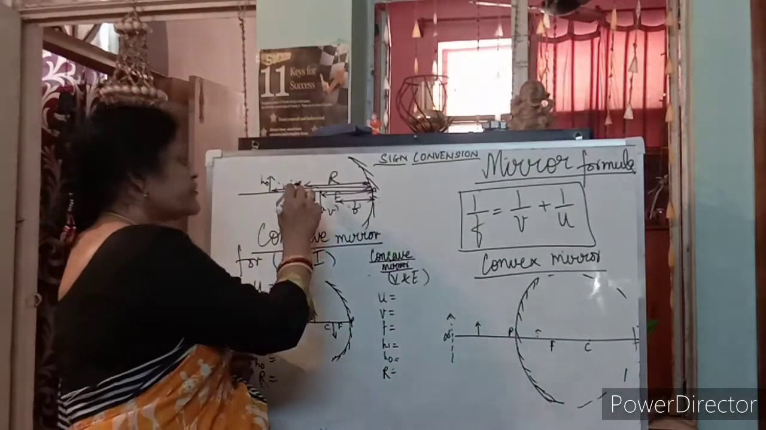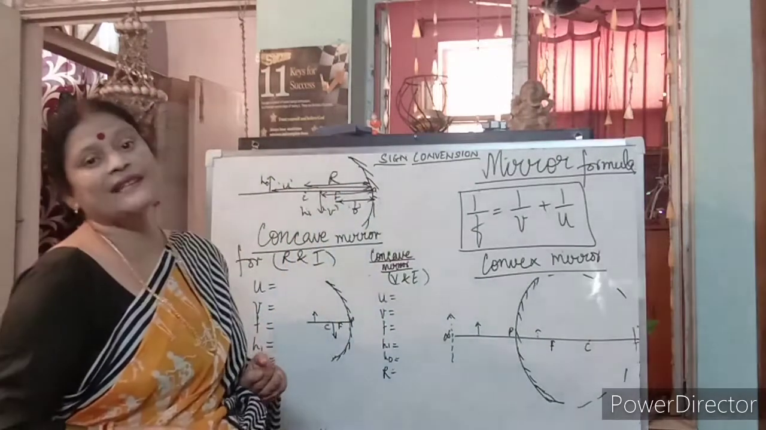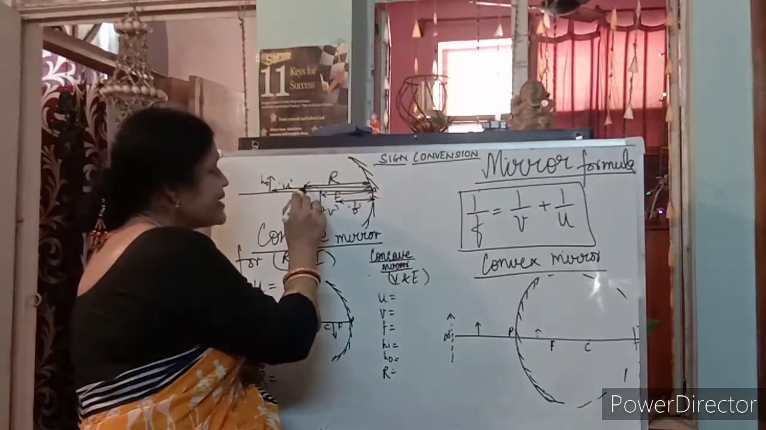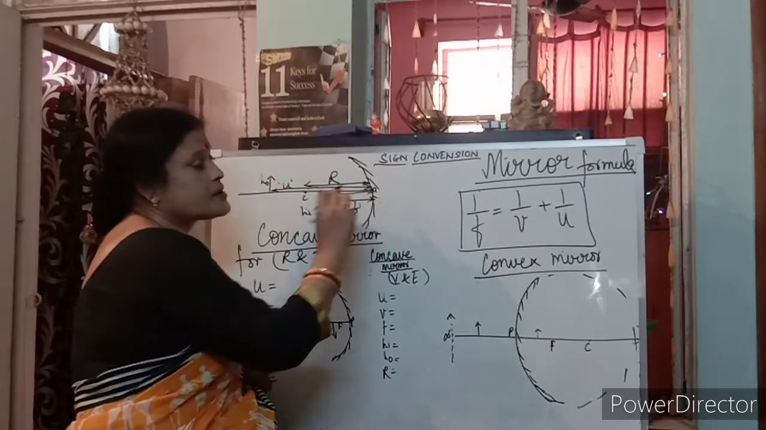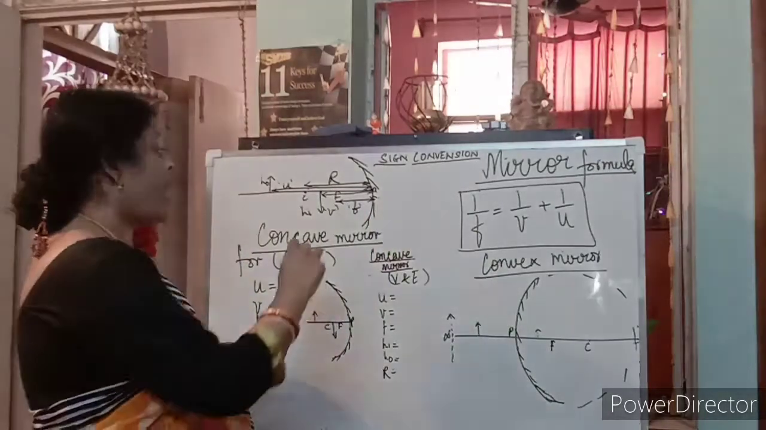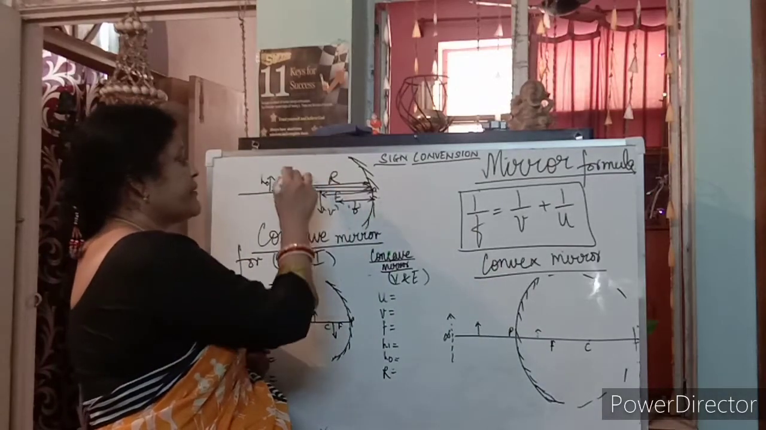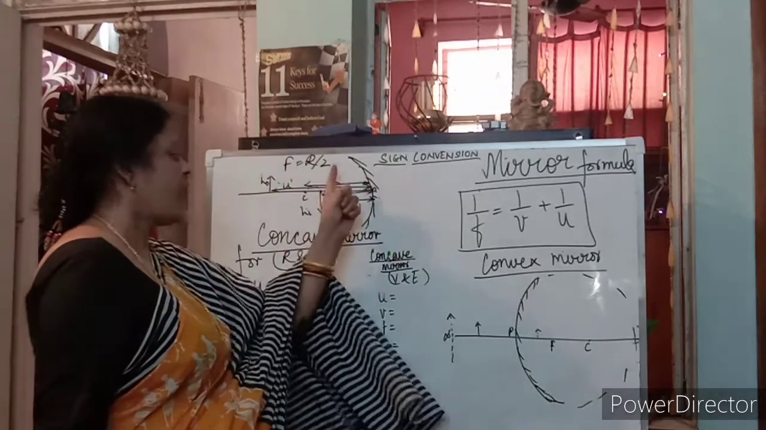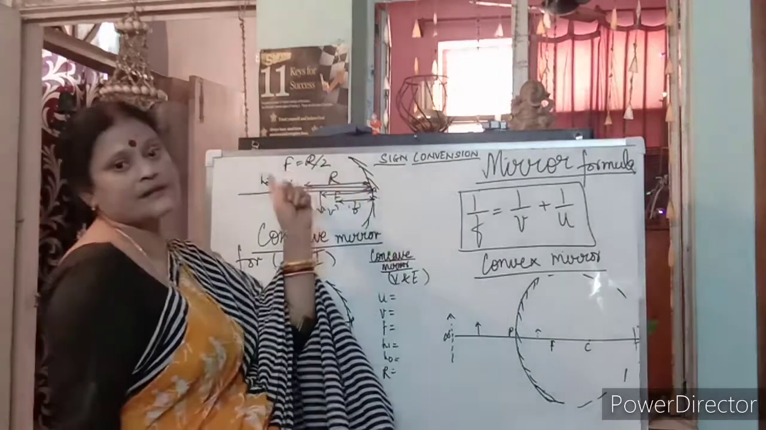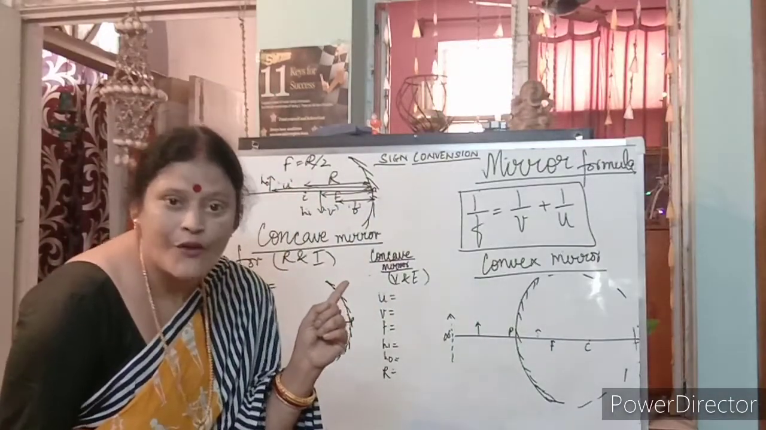Next comes the center of curvature to the mirror, which is the radius. So this distance from the center to the mirror is known as the radius, R. Then what is capital F? Capital F is equal to R by 2. That is, half of the radius is the focus. Half of the radius is the focus.